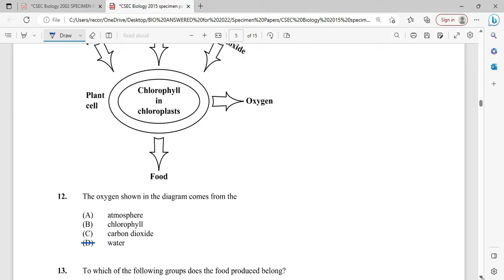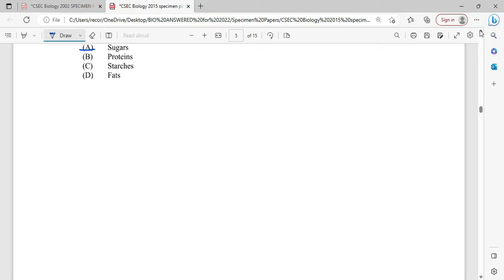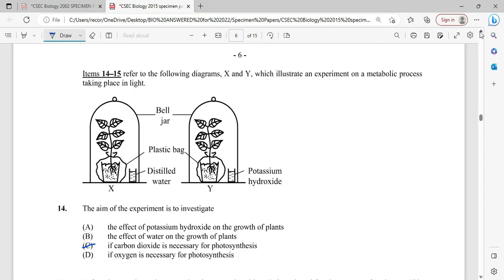Item 13: to which of the following groups does a food produce sugar? You'd understand that sugar is pretty much soluble in water, while starch is not. The sugar is then converted to starch. That is actually produced. Items 14 to 15 refer to the following diagram, X and Y, which illustrates an experiment of a metabolic process taking place in light.